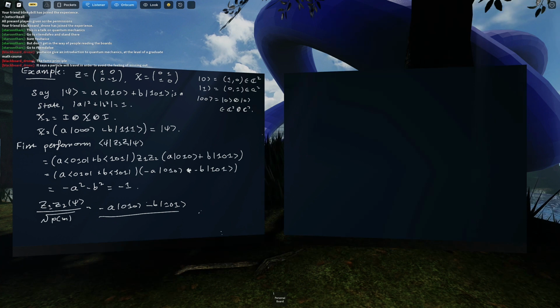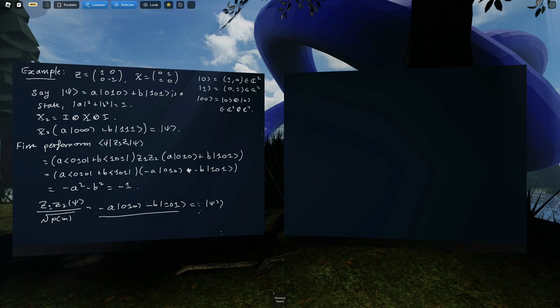And then what I'm going to do is perform another measurement on this resulting state. So let me call that psi prime.